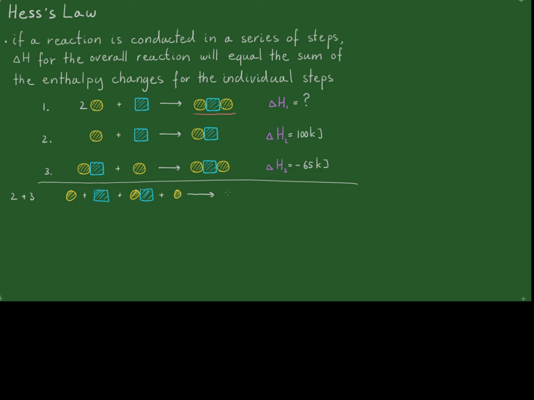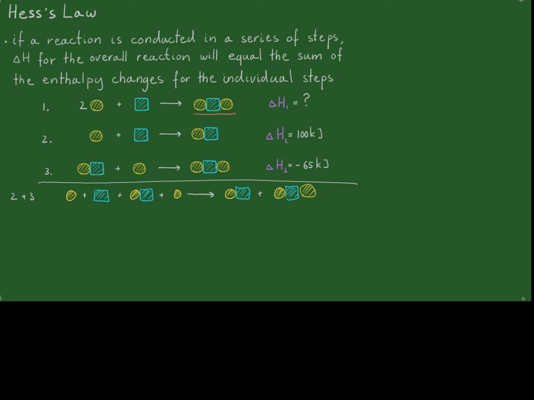And the product side of reaction 2, we have this fellow here, so yellow ball, blue square complex. And from reaction 3, we get yellow ball, blue square, yellow ball complex.